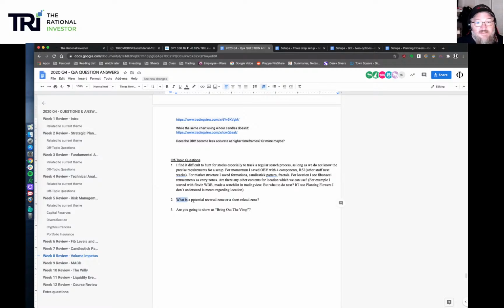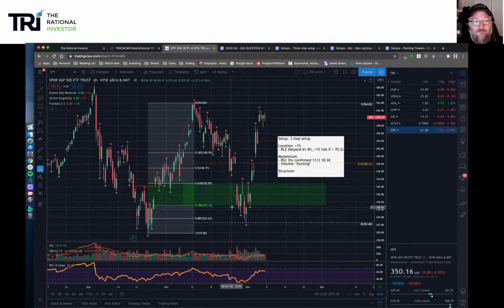Okay. What is a potential reversal zone or a short reload zone? It's two different things. Potential reversal zones we won't get into in level 1. PRZs are something you're going to learn about when you do advanced harmonics in level 3. And then a short reload zone is just a reload zone, right?